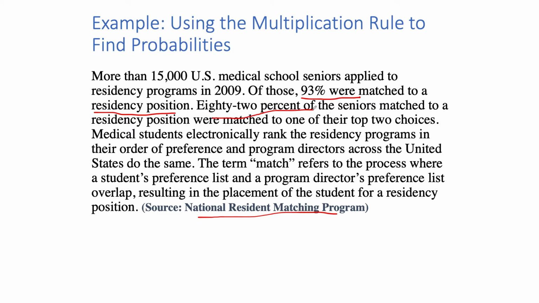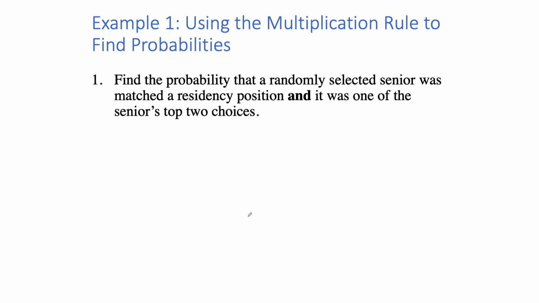82% of the seniors who were matched into a residency position, so it's conditioned on the fact that you're already matched, were then matched to one of their top two choices. Okay, so we want to find the probability that a randomly selected senior matched into a residency position, and it was one of their top two choices. Crucially, remember, whenever you see "and," the two events need to happen in sequence, which is to say you're going to use the multiplication rule.